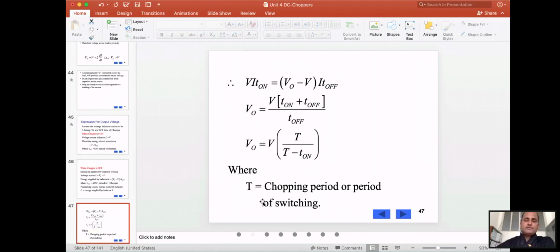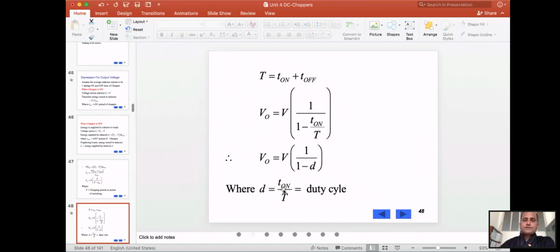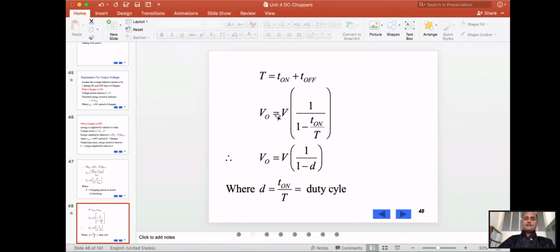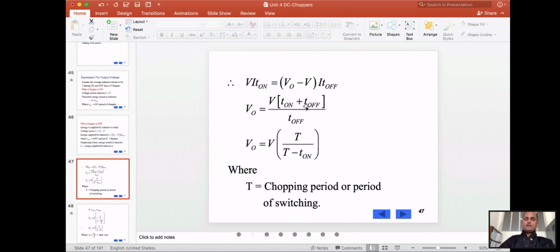So what is T? T is the chopping period, or the period of switching, that is the total time period, T on plus T off. If we simplify these equations in terms of the duty cycle, D equals T on divided by T, then dividing all by T, T divided by T is equal to 1, and 1 minus T on divided by the total time T is equal to 1 minus D, where D is the duty cycle.